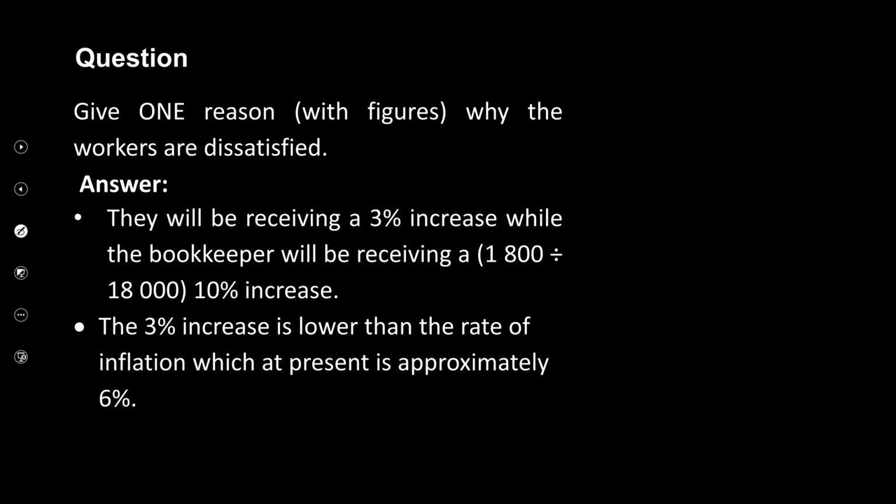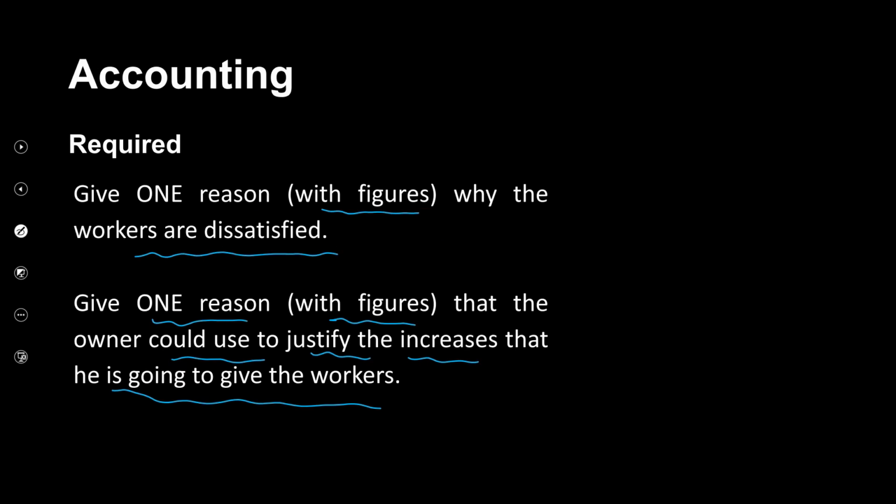So, answer. The workers, why will they be dissatisfied? One, they will be receiving a 3% increase, while the bookkeeper will be receiving a 10% increase. How did we get that? Let's go back and check this out here.